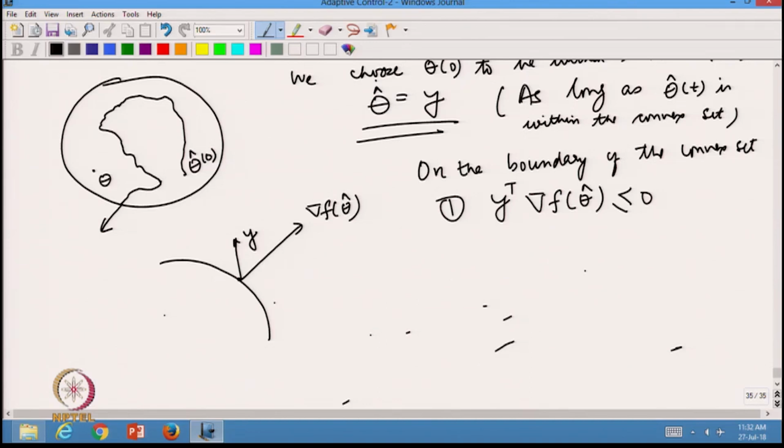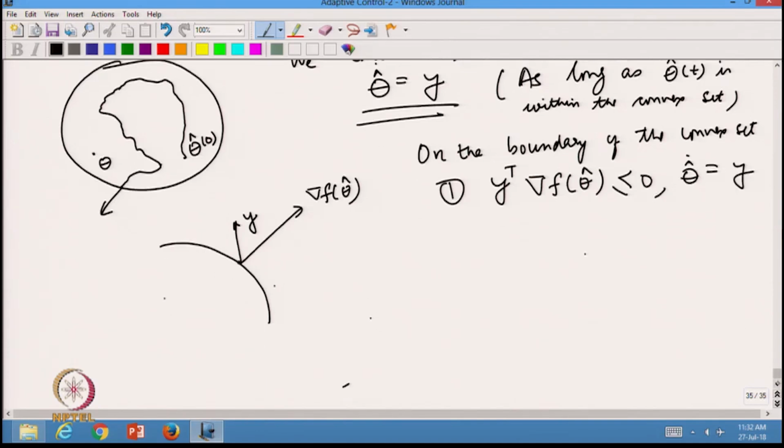Then we still do not modify this update law. So, we use theta hat dot equals y, right. We continue to use this update law, because we are sure that in the next instant it will not go out. So, the second case is when y transpose del f of theta hat is greater than 0.